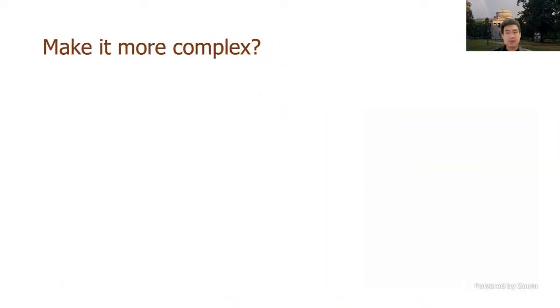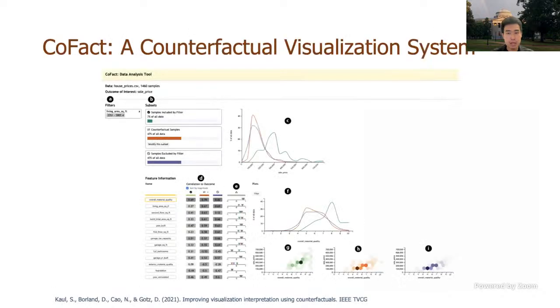But the kidney stone example is so simple, so probably you can resolve it within one bite. Maybe you want to ask, what about more complex cases? So we have a bit more demonstrations. We proposed a system in the past called CoFact. It leverages counterfactuals to help better communicate the relationships between variables of interest.